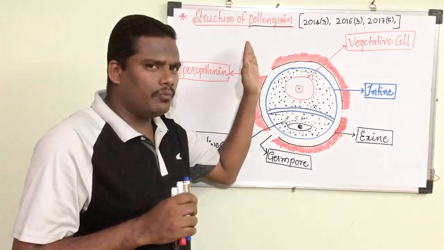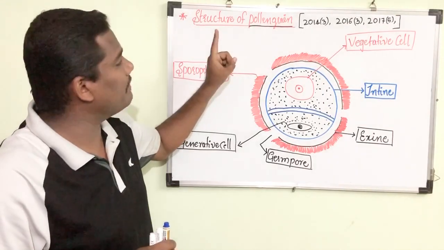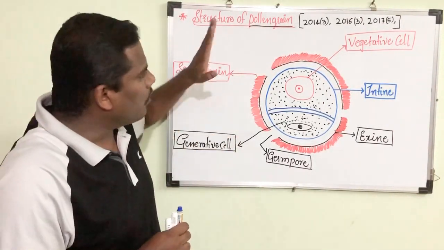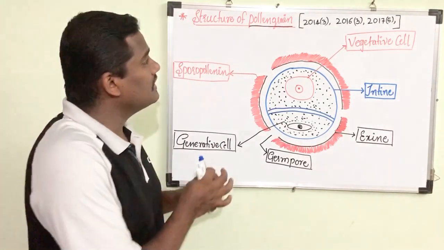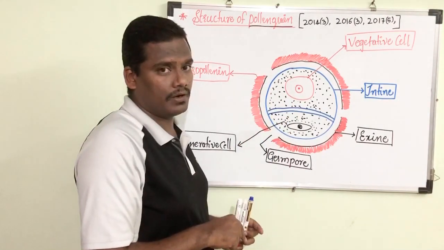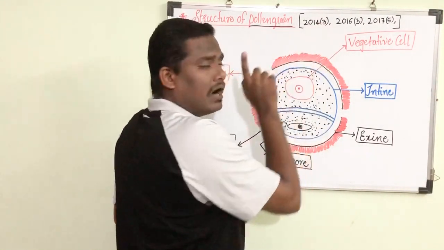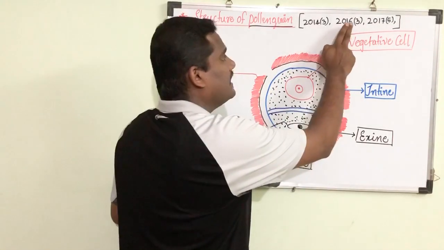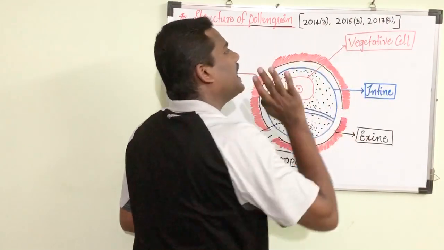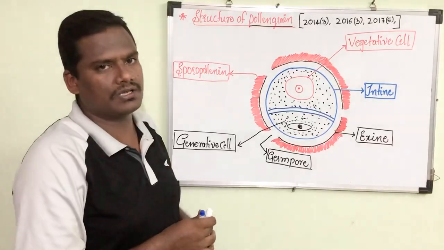Today in this video clip we are going to understand a very important concept of the second chapter, that is the structure of pollen grains. Why is it so important? Because this question was repeatedly asked in previous year question papers in the board examination. In 2014, it was asked for 3 marks. In 2016, again for 3 marks. And in 2017, it was asked for 5 marks. That makes this concept so important to understand.